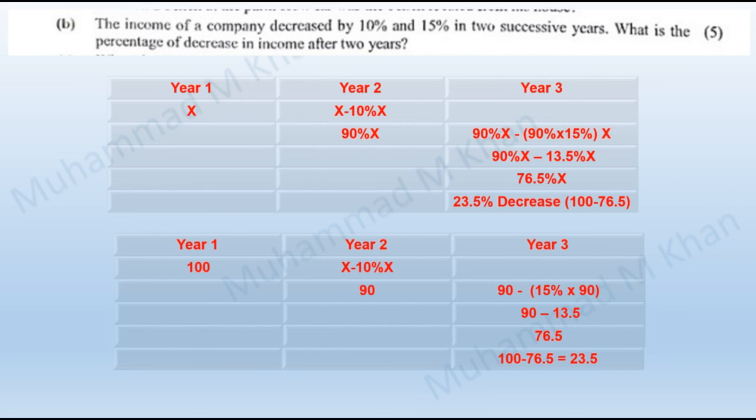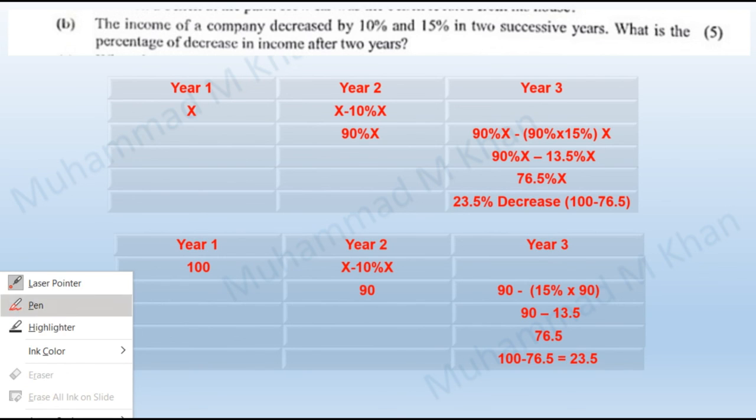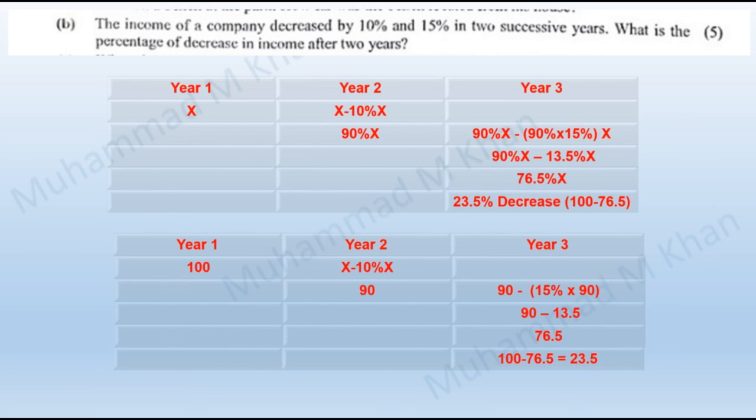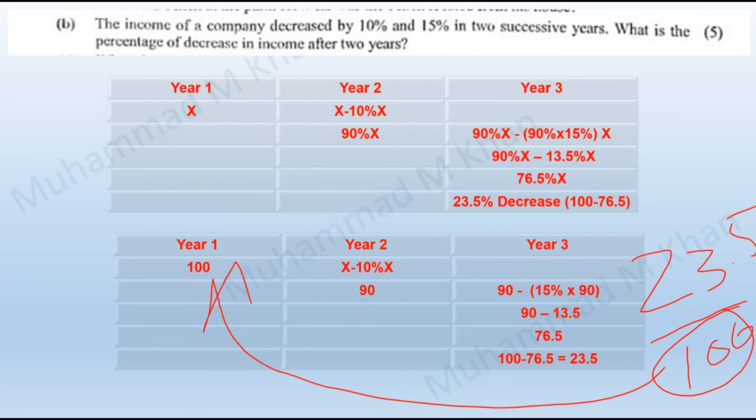23.5 by 100. 100 is the income of the base year, so it is 23.5%. So the income after 2 years decreased by 23.5% according to the given data of the question.